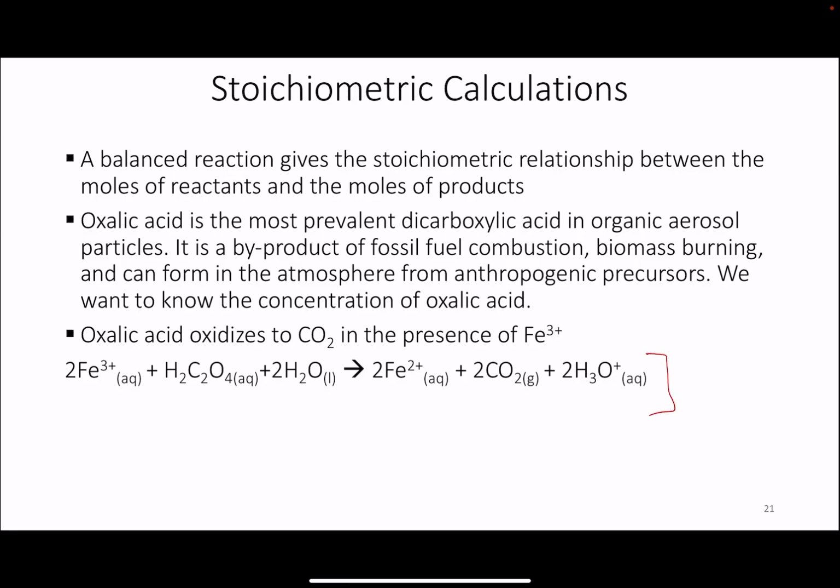In this case, one example we can do is oxalic acid, which is measured in atmospheric aerosols all the time. It's the most prevalent dicarboxylic acid because it's a byproduct of lots of atmospheric reactions. If you have this equation where oxalic acid oxidizes to CO2 in the presence of iron 3, you can see that the molar ratio of iron to oxalic acid in this reaction is 2 moles of iron to 1 mole of oxalic acid.